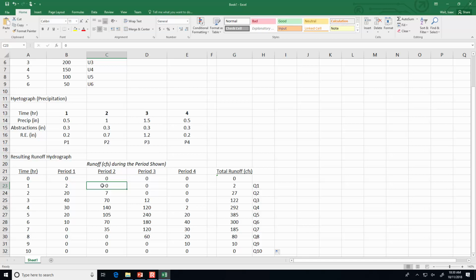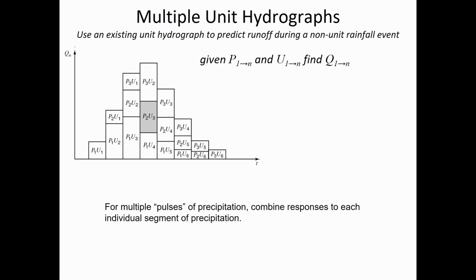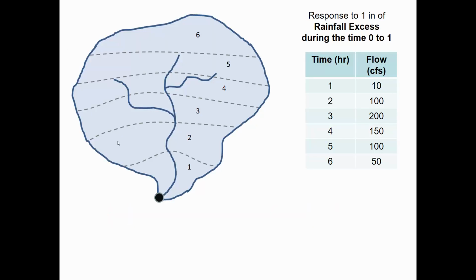Yes? Can you go back to that bar? This one? Diagram? Mm-hmm. I'm having a hard time. Why, in the second set of bars there, do you have P1 now times U2? Because it's the first hour of rain in area 2, because in the second hour, it was last hour's rain that's finally arriving at the outlet.